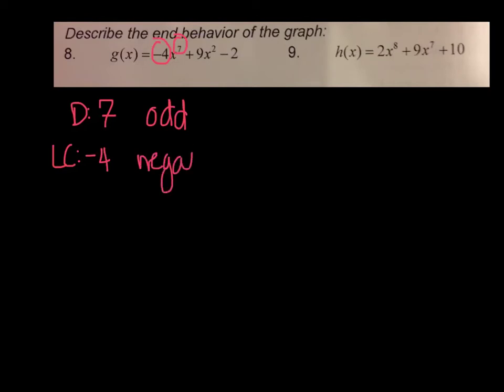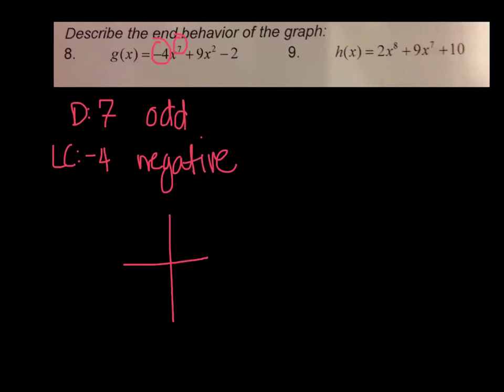The degree and the leading coefficient. The degree in this number is 7, which is odd. And my leading coefficient is negative 4, which is negative. So this is a negative odd. So on my graph, it would end, nope, that's positive.